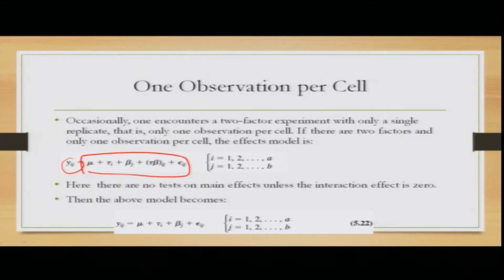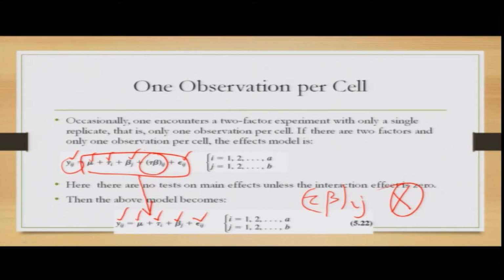Here there are no tests on main effects unless the interaction effect is 0. Then the above model, when put in the factor, considering that the interrelationship of the factors is missing, which means the value of tau beta i j is not there. So if I look at this equation, y i j remains, mu remains, tau i remains, beta j remains, error remains. What is missing is the interaction effect of factors A and B.